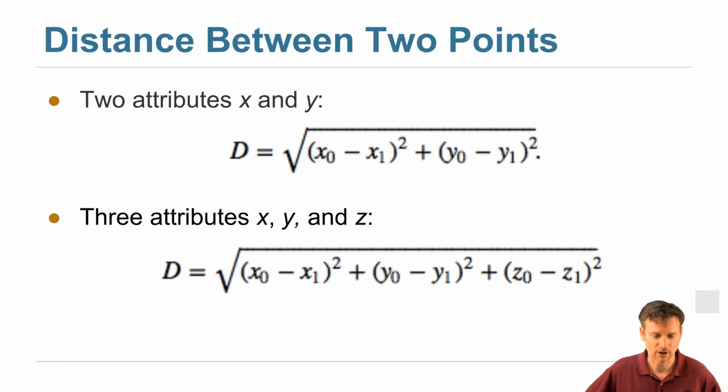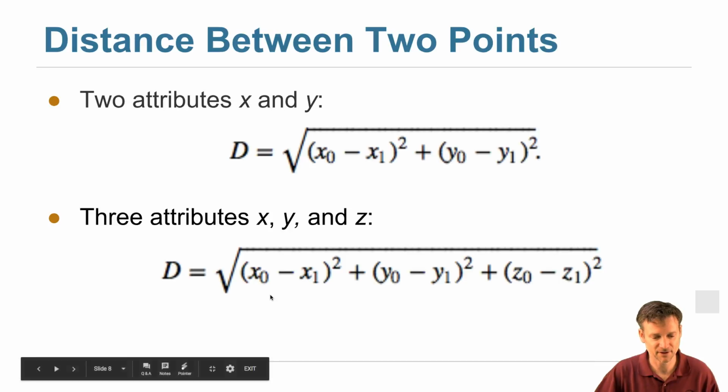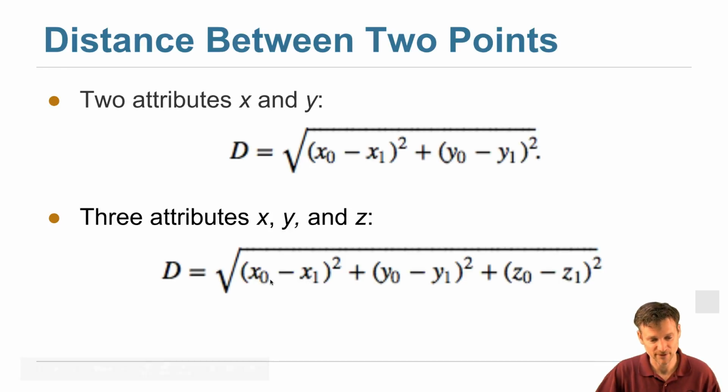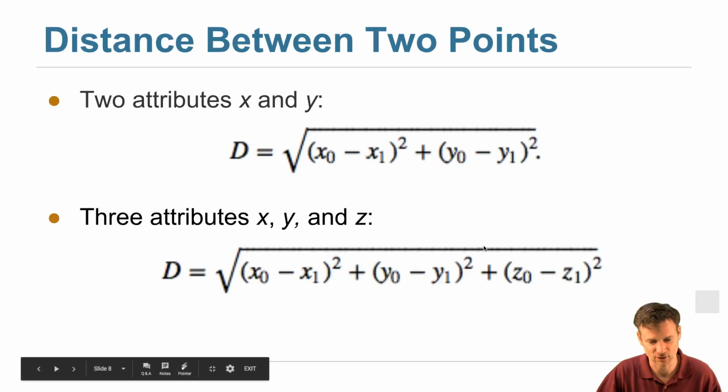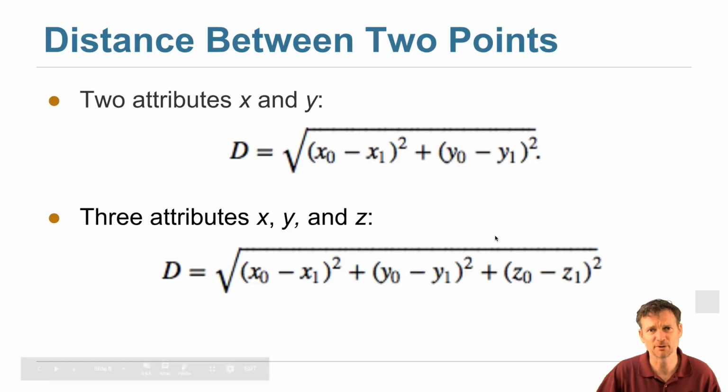So we look at each attribute, we take the difference in values of that attribute, we square it. And then we look at the next attribute, we take the difference between them, and we square it. And we look at the third attribute, we take the difference between them, and we square it. We sum up all those squares, and then we take the square root of the result. Okay, so that's a way to get the distance between 2 points, or in our case, the distance between 2 patients.